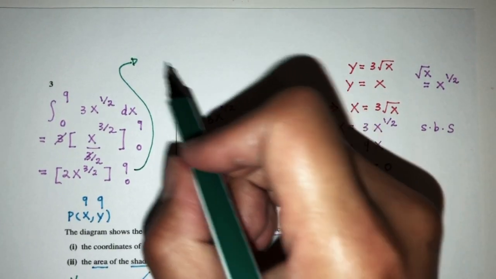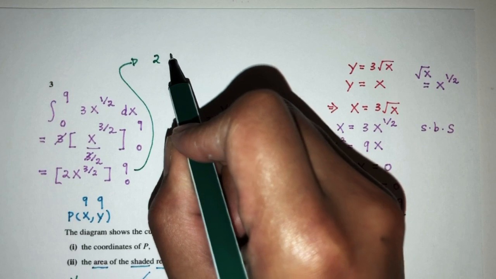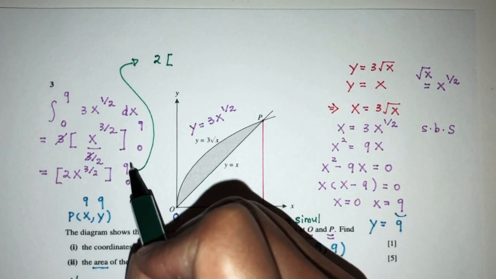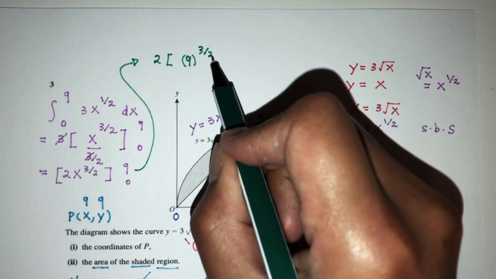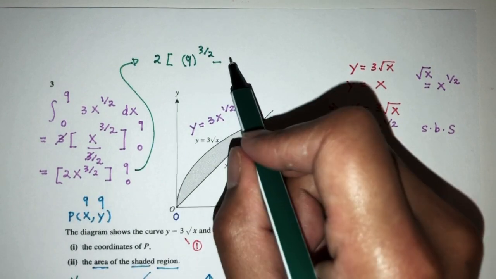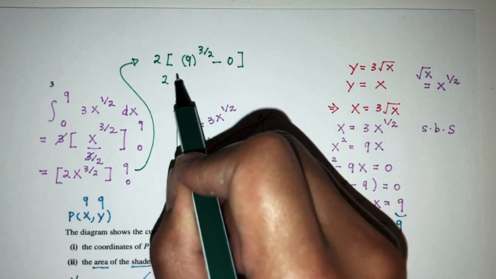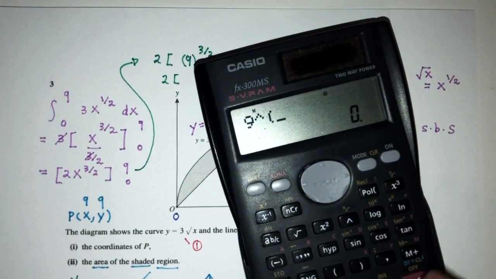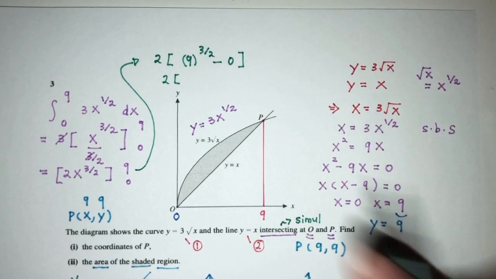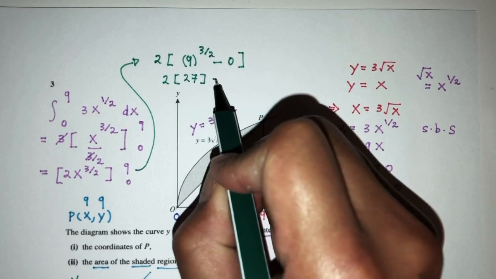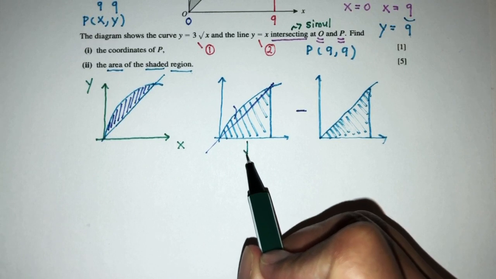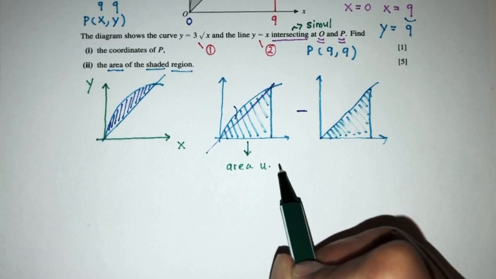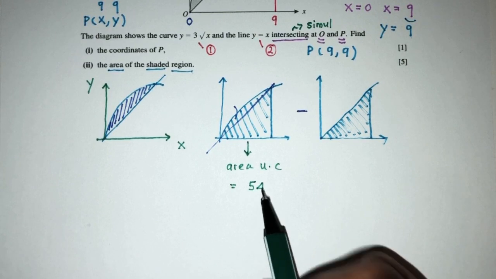Right. So let's first take the 2 out because it is only a multiple. On the inside, I will have to first replace x with 9. You have 9 power 3 over 2, then minus, of course, 0 instead of x. That will also give you 0. So you have 2 times 9 power 3 over 2. That will give you 27. So 2 times 27, that will give you 54. So we have done part 1. We know that the big thing is the area under the curve, and that is going to be 54 units squared.